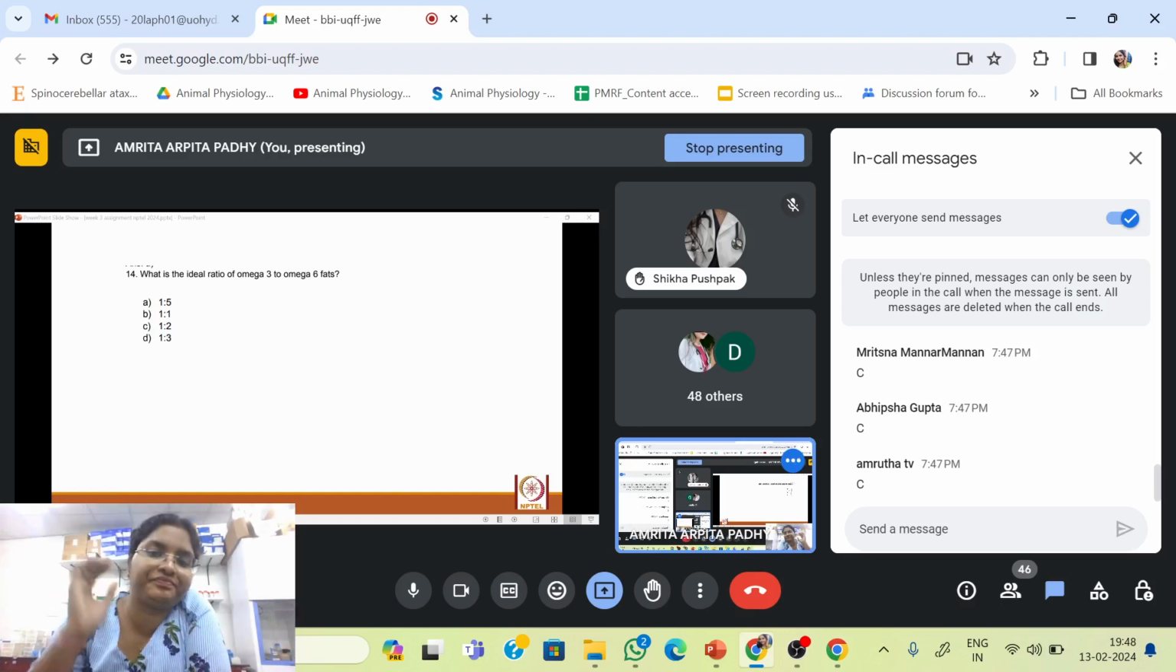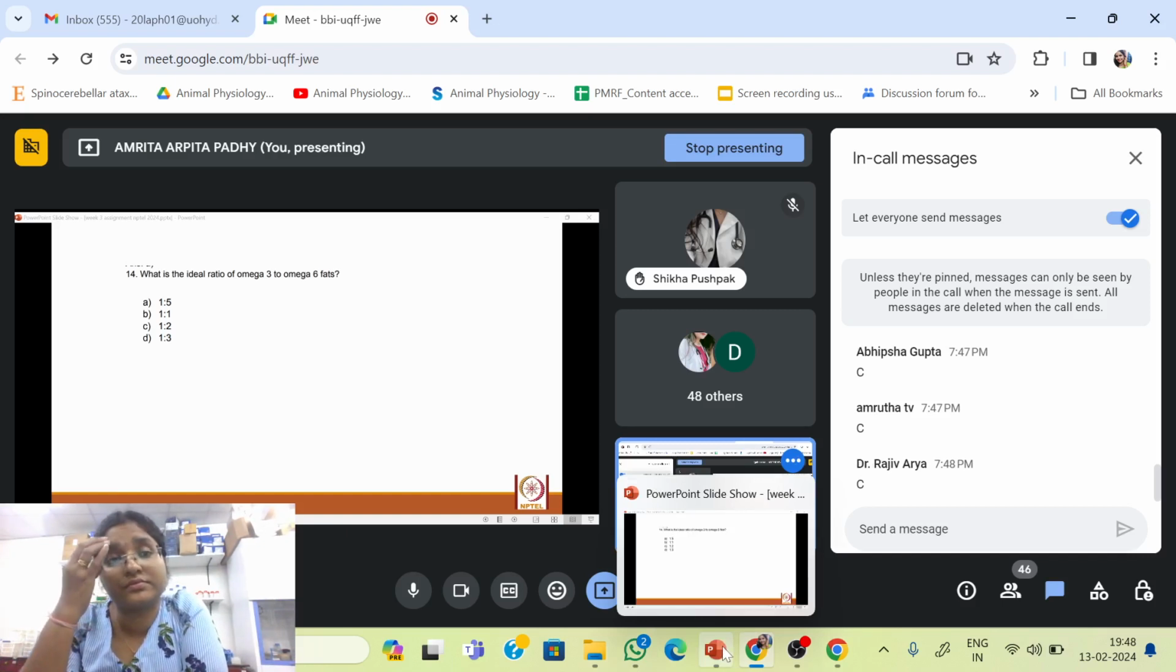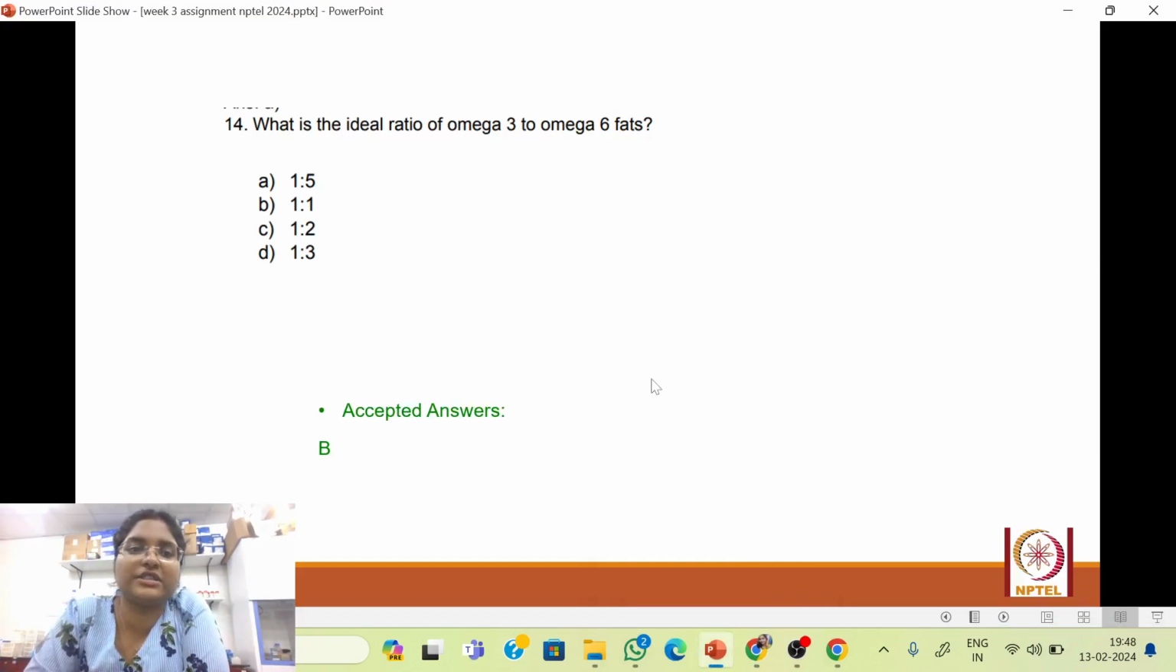Everyone done? Okay, let's see what is the correct answer to this question. The correct answer is B. The ideal ratio for omega 3 to omega 6 fats is 1 is to 1.